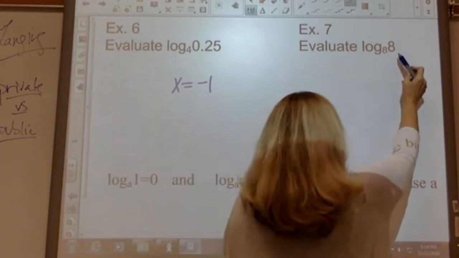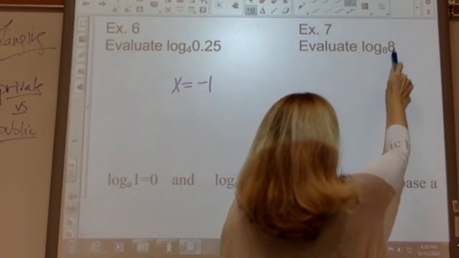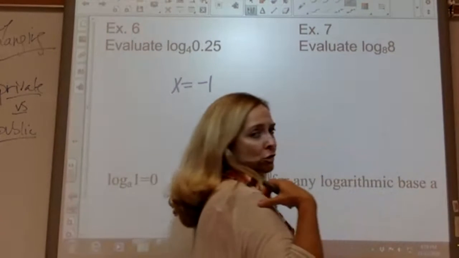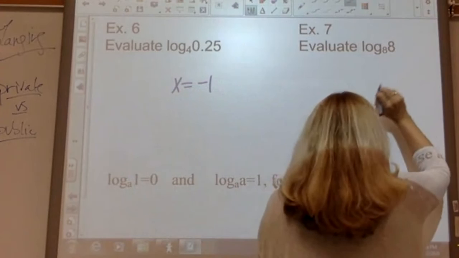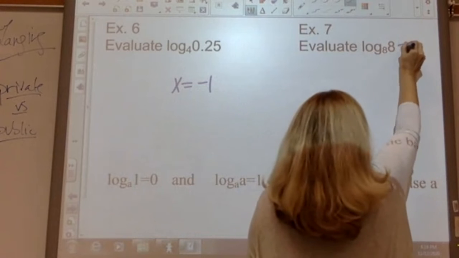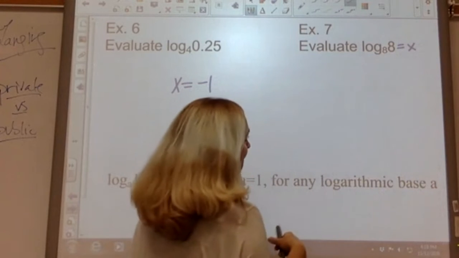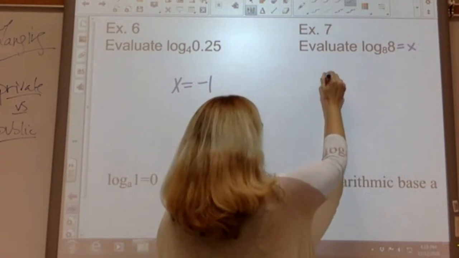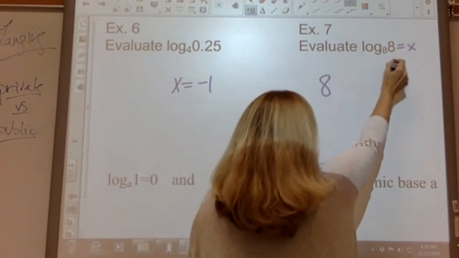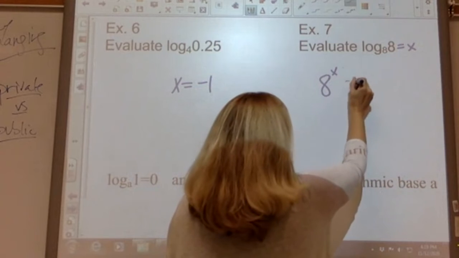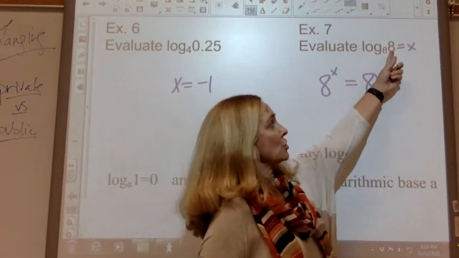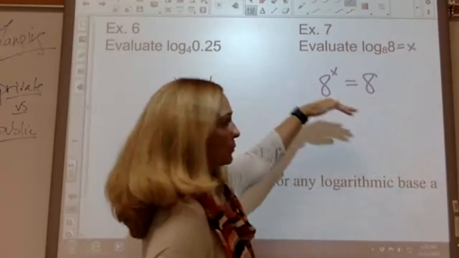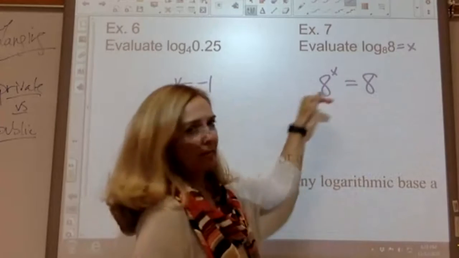Now I want to say something about this one, and I do want to show you why. All right. When this base and this number are the same, the answer is always going to be whatever the power is, which in this case is 1. Now, why is that? If I set this equal to x, okay, then if I rewrote it, I would have 8 raised to the x power equals 8. So when this base and this number are the same, then when you rewrite it in exponential form, they're going to have the same bases.